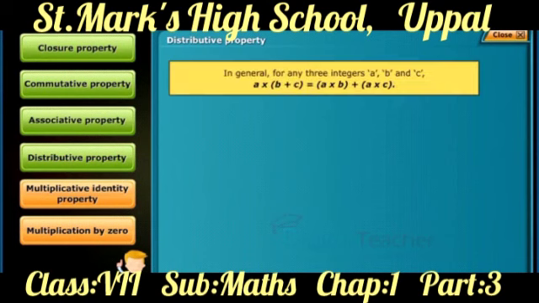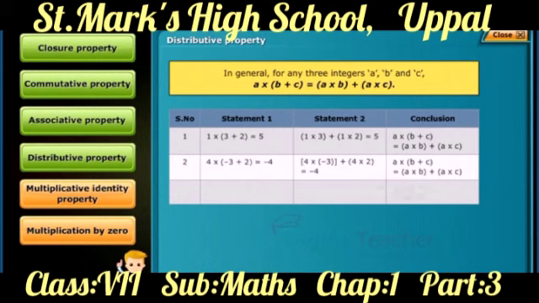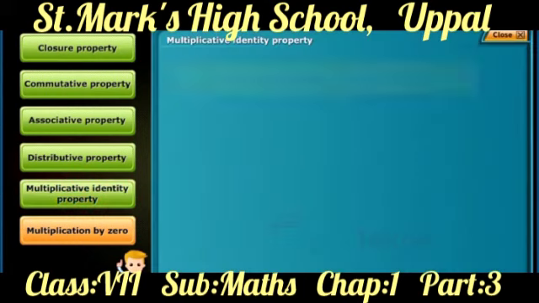Distributive property defines that for any three integers a, b, and c. In the first statement, 1 into 3 plus 2 is equal to 5, and in the second statement, 1 into 3 plus 1 into 2 is equal to 5, and it concludes that a into b plus c is equal to a into b plus a into c. The same holds for the second and third statements.